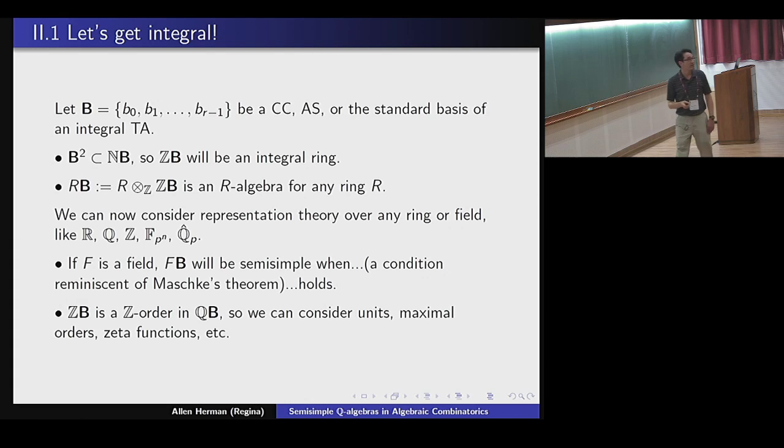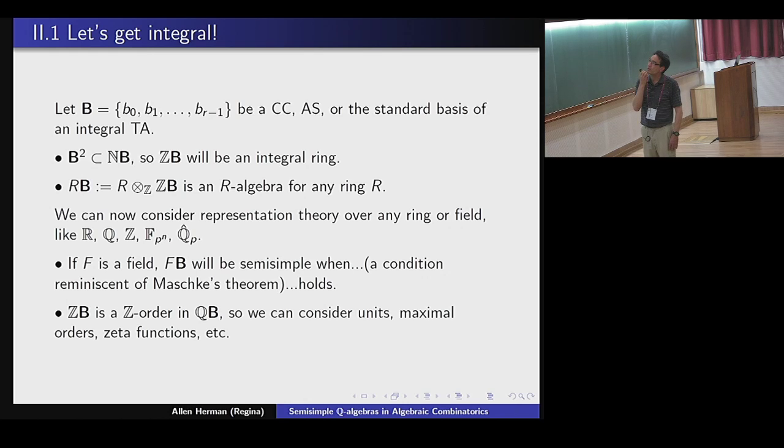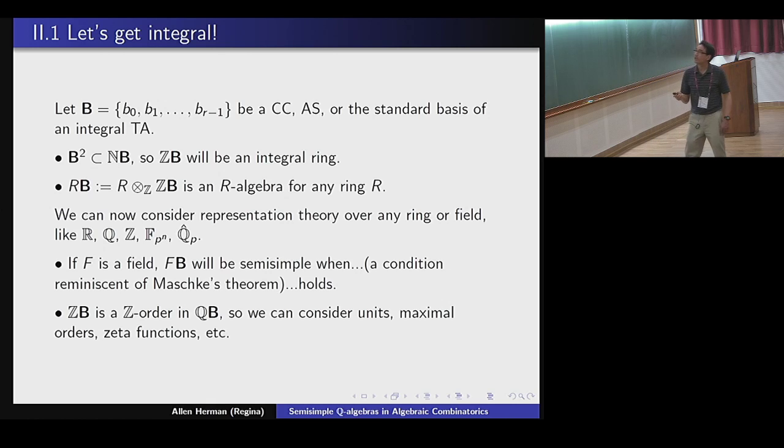Okay, that's the definitions of the algebras. One of my goals was to get through those. Now let's get to some theoretical questions. Let's get integral. So you have ZB as an integral ring. So then you can tensor it with any ring you like and consider representation theory over anything you like. Now, my previous experience was in Schur indices, so I like putting a Q there, but you can put anything you want.